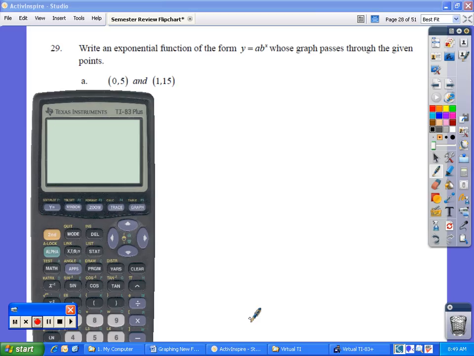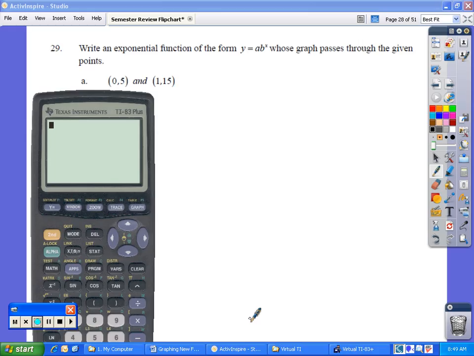Okay, the easiest way to do this problem is by calculator, so I decided to bring my little virtual TI here. The question says, write an exponential function of the form y equals ab to the x, whose graph passes through the given points (0, 5) and (1, 15). In Algebra 1, you learned how to use the stat edit button, and that's what we'll be using here to get the equation.